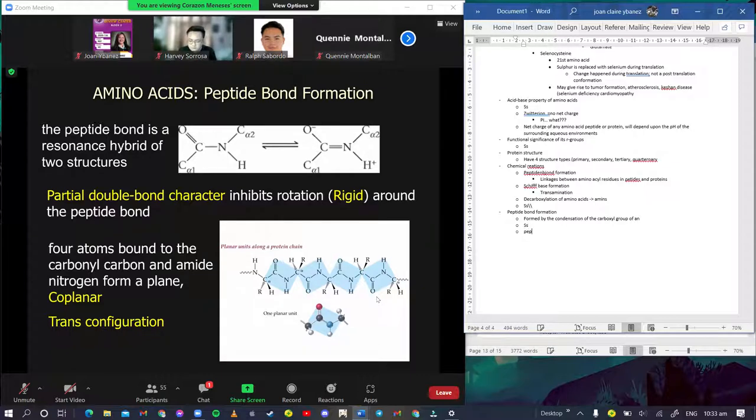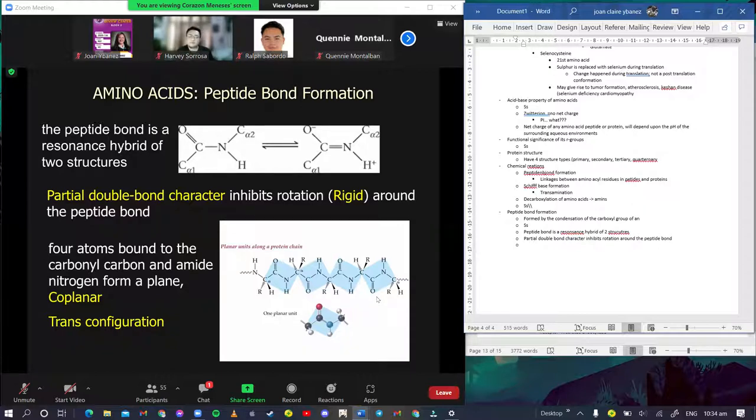Because of the presence of the resonance hybrid of the two structures, this gives rise to an important property of the peptide bond. It is a strong bond because it gives a partial double bond character, and it becomes relatively rigid around the peptide bond. So it will inhibit the rotation. So the protein molecule in its primary structure is quite stable. So obviously, primary structure refers to just the sequence of amino acids in a polypeptide chain. So what is the sequence?